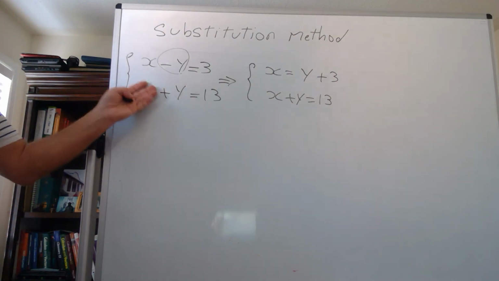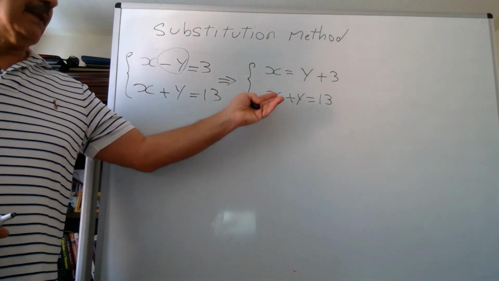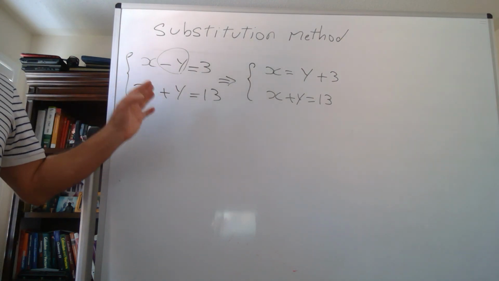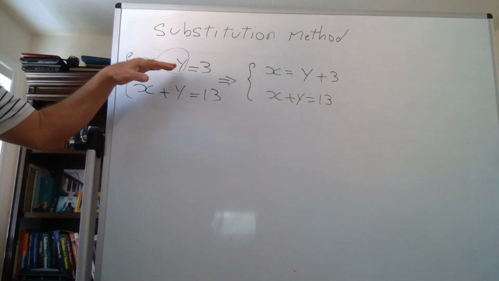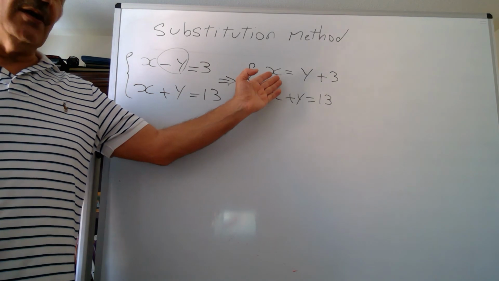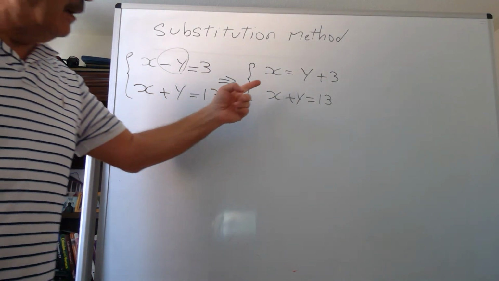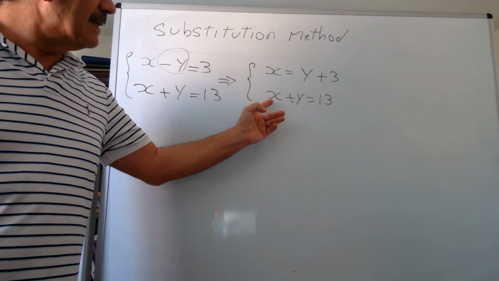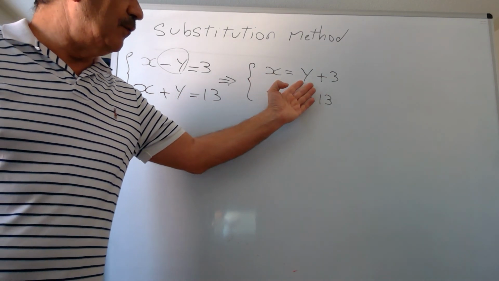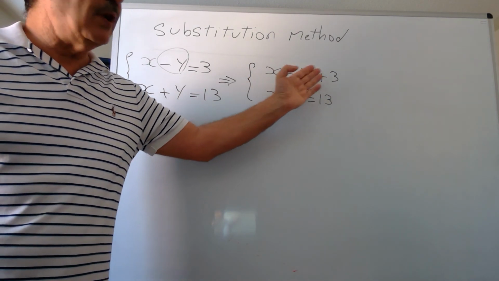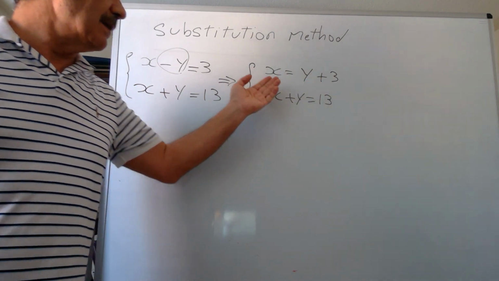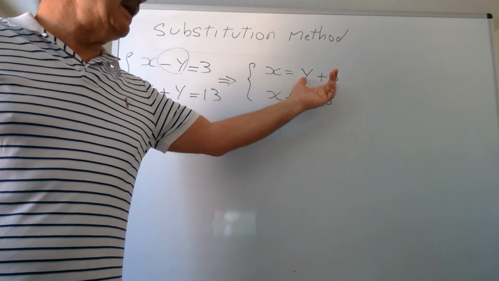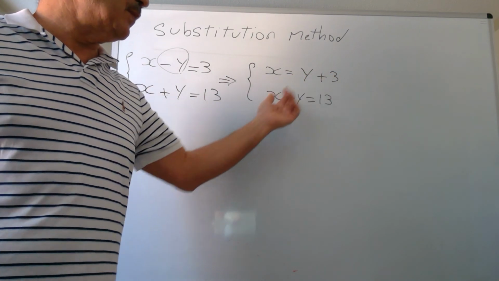Now, I changed the original equation into this format. Even if it wasn't in this format, as long as it's a linear equation, we can isolate one of the variables. Now, in the second equation, x plus y is equal 13, instead of x, I substitute y plus 3, because x and y plus 3 are equal. So it doesn't matter if I remove x and substitute something equal to x, which is y plus 3.